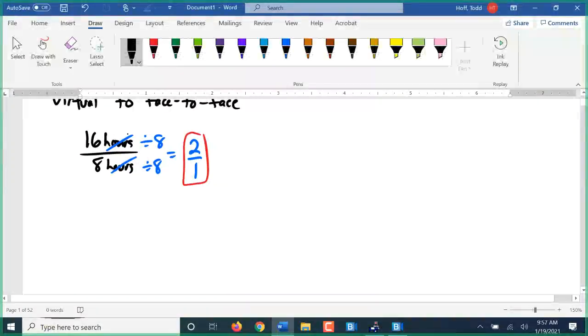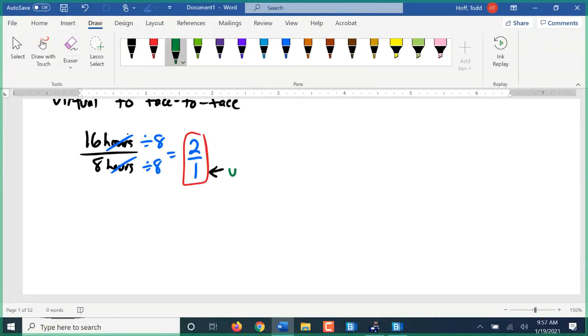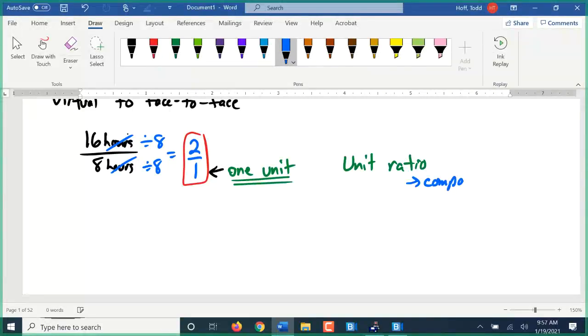Other thing you'll notice about this is the bottom number is a 1, or referred to as 1 unit. This is what we call a unit ratio. And a unit ratio is just being compared to a 1. The second number is a 1. So this is saying it's 2 hours, 2 units of virtual class for every 1 unit of face-to-face class.